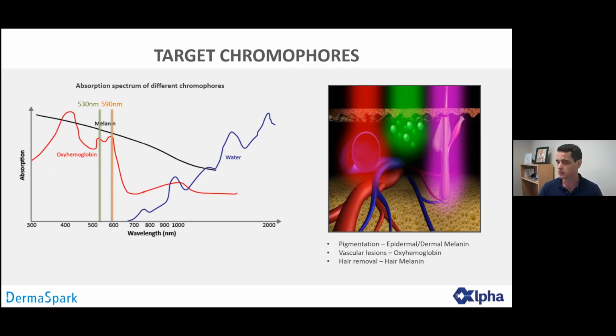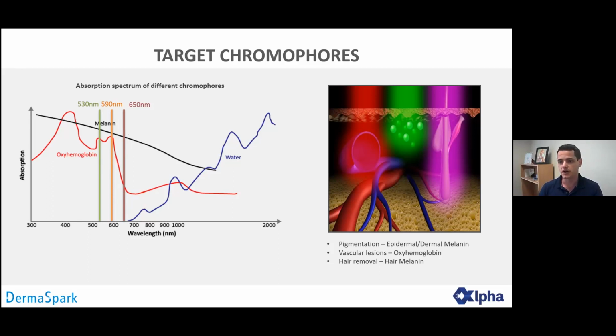And in the case of hair removal, again, we are looking to target the melanin in the hair, which is deeper in the skin. So we have to use a longer wavelength to go deeper into the skin. So we are using the 650 nanometer that still has a good absorption by melanin, but you can see the drop in the absorption of the oxyhemoglobin. So more energy will be directed to the melanin rather than the oxyhemoglobin.